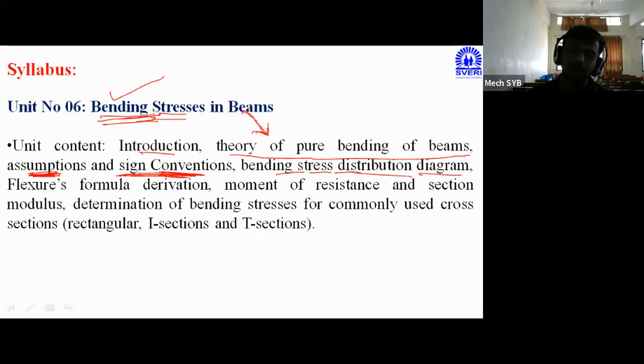Bending stress distribution diagram. So what does this particular diagram indicate? Similar to chapter number 5. जसं आपण चॅप्टर नंबर 5 मध्ये शियर फोर्स कॅल्क्युलेशनची डायग्राम ड्रॉ केली, ज्याला आपण एसएफडी म्हणलं. बेंडिंग मोमेंट कॅल्क्युलेशनचा वापर करून आपण दुसरी डायग्राम ड्रॉ केली, त्याला आपण बीएमडी म्हणलं.